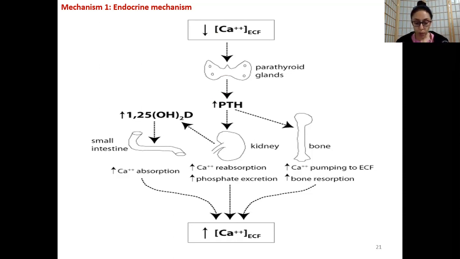All right, so now coming to the pathophysiology. When you have low blood calcium level, this is sensed by your parathyroid gland. Your parathyroid gland is in your neck area. So your parathyroid gland senses that the blood calcium level is low. Therefore, it secretes parathyroid hormone. So now, because of low blood calcium level, you have high parathyroid hormone in your blood.